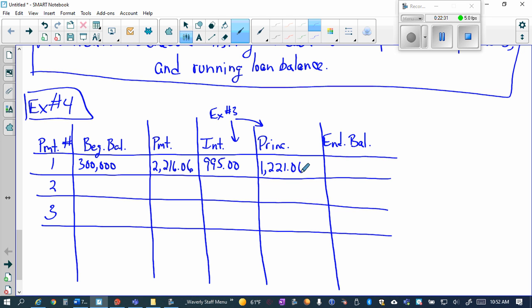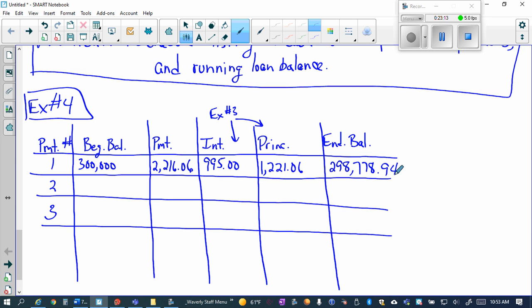Here's what we had in example 3. So we have a beginning balance of $300,000. We made a payment. And the only part of that payment that reduces that balance is this principal portion here, the $1221.06. So we just do $300,000 minus our principal, $1221.06, and that gives us our ending balance. And when we do that on our calculator, we end up getting $298,778.94. Okay? So after that first month, we've reduced our loan balance to that amount.